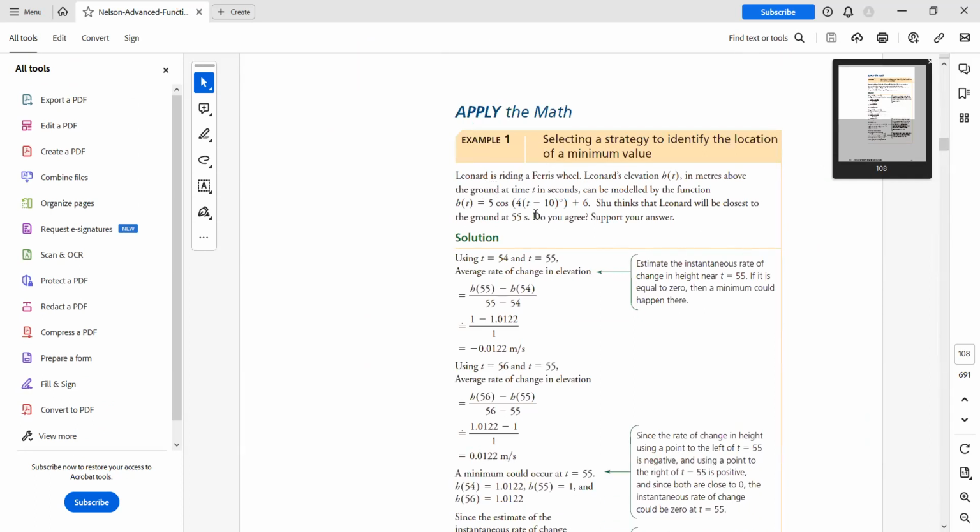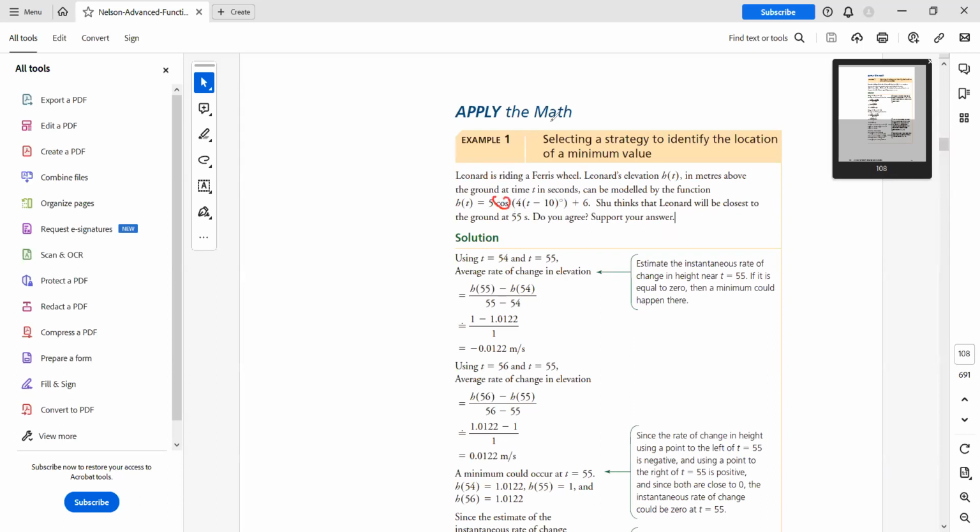Here is another example on how to use the average and instantaneous rate of change for solving problems. For example, here we have a function of the height with respect to time, and we have to calculate when the leopard will be closest to the ground. So basically, if this function describes his height above the ground, then the local minimum would give us the closest point to the ground, right?